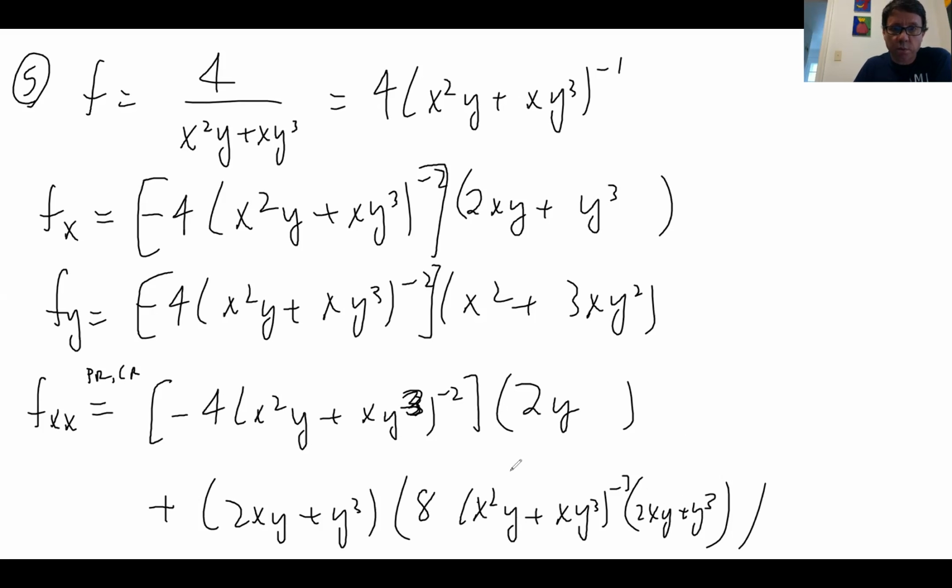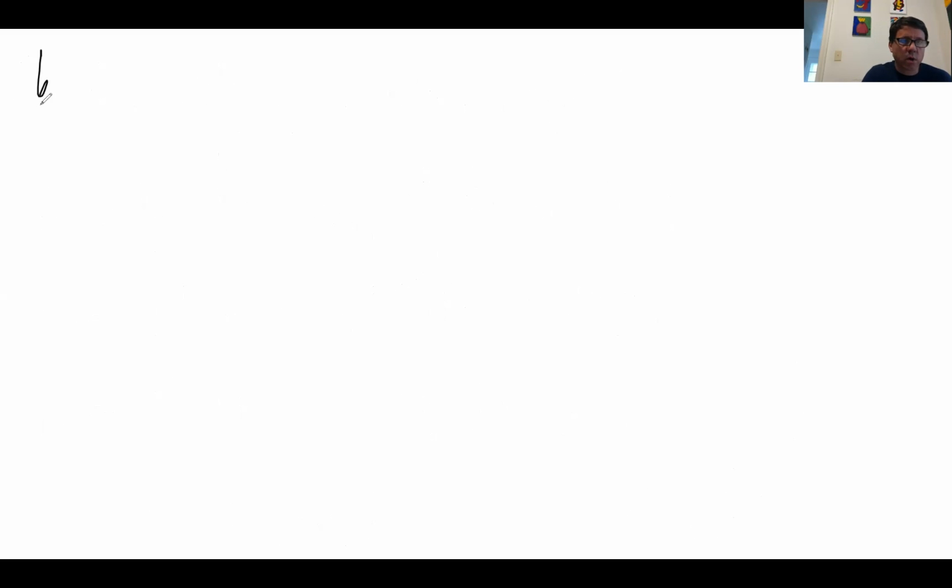So you end up getting these repeat kind of things. You don't have to simplify it out, that'll take forever. So there's fxx. You can do yy and xy very similarly by the derivative there. And then the last one, once again, if you can't take derivatives, then that's going to be hard.